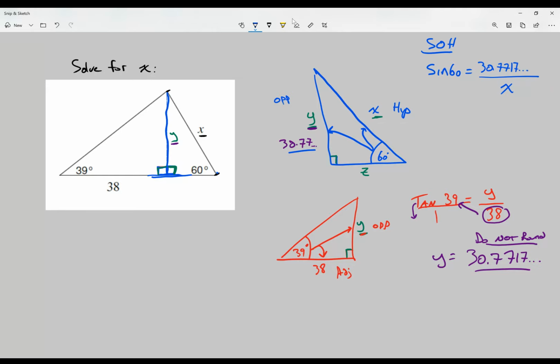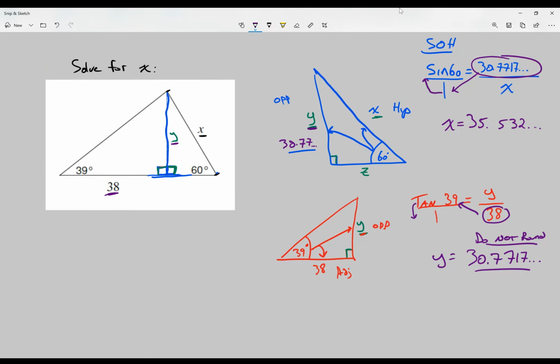And so to solve for x, again, I set up a proportion. I write the sine of 60 over 1. Again, I'm going to cross multiply and divide. I start at the top this time, though, and I multiply down and across. So 30.7717 times 1 divided by the sine of 60. I get x equals, when I do that calculation, 35.532 and change.